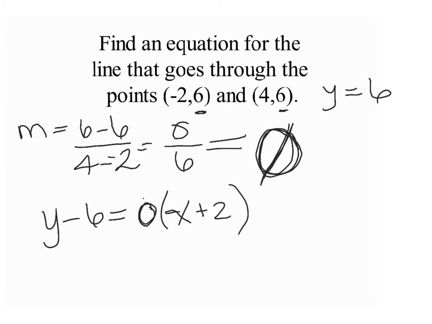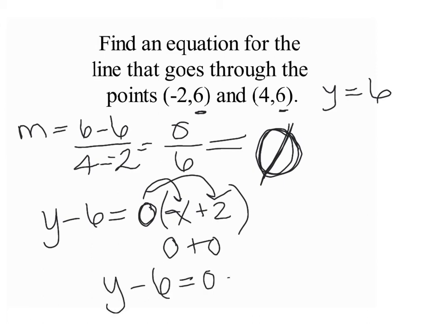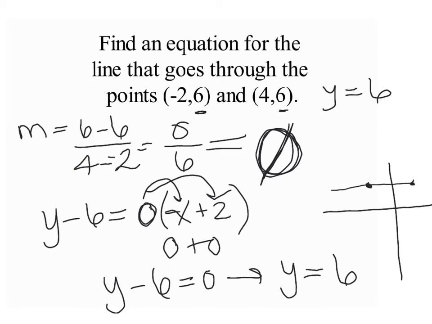Now what would happen over here is when you distribute this 0, you get nothing, right? 0 times x is 0 plus 0. So now I just have y minus 6 equals 0. We like to write equations like this. Okay, this is the equation of a line that when you graph it, if I go back 2 and up 6, I may be here. If I go over 4 and up 6 here, this is my line, y equals 6. Okay, the slope of this line is 0.